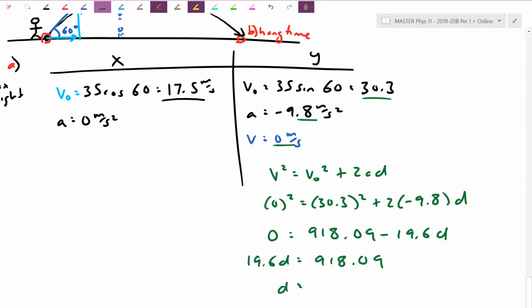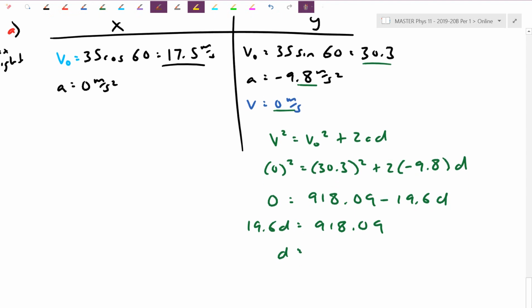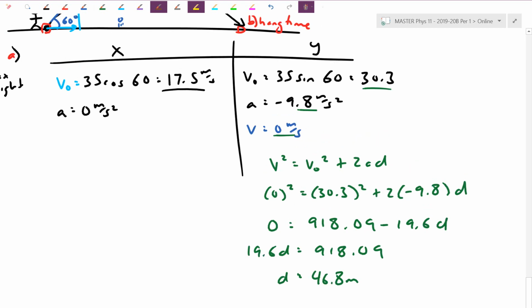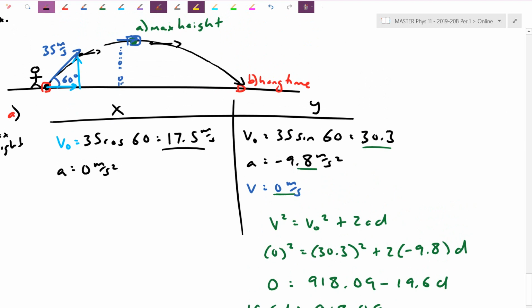If you can, keep all the decimals in your calculator. Use the answer button to recall things unrounded. Take that number divided by 19.6, and what I'm getting is 46.8 meters. From the point that it was launched to the very top, we're now 46.8 higher than what we started. Once you know the displacement, you can calculate time and whatnot, and we'll demonstrate the time for part B of the question.